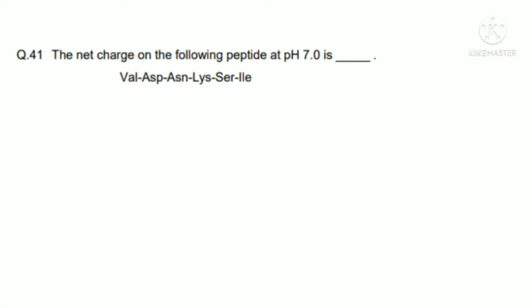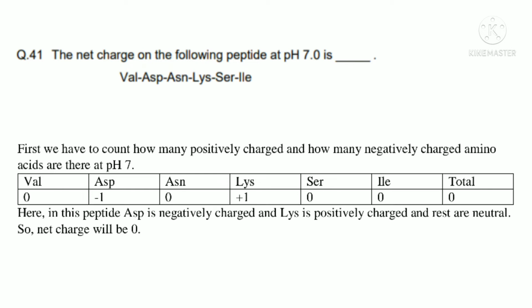The first question is from the topic amino acid. Here the sequence of a short peptide is provided in 3-letter abbreviation and you have to calculate the net charge of the peptide at pH 7. When this type of problem appears, your first task is to find out the charge of each amino acid in this way. Here aspartate and lysine are charged amino acids and cancel each other, so the net charge will be 0.